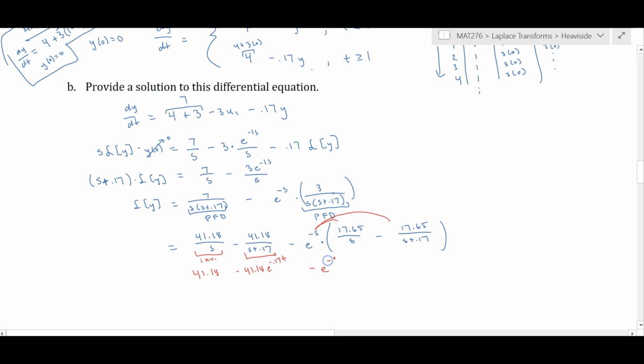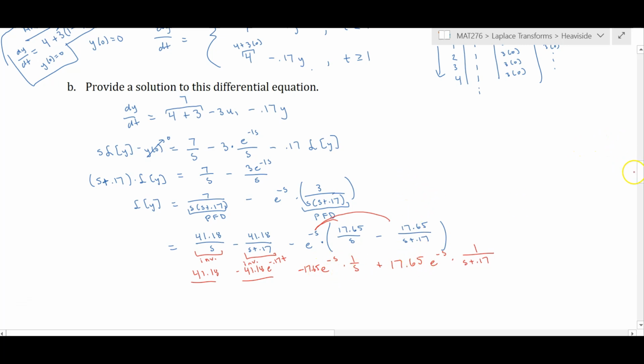And I'm going to write it like this. e to the negative 17.65 e to the negative s times 1 over s. And then I'll get a positive here because I'm multiplying a negative with a negative. 17.65 e to the negative s times 1 over s plus 0.17. And the reason I'm writing that, we already know these guys' inverse. We'll come back to these. We're going to need those two terms. We're going to focus on this.